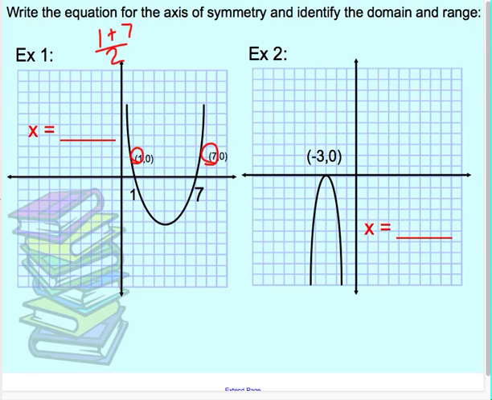So 1 plus 7 is 8. 8 divided by 2 is 4. So x equals 4 is the axis of symmetry. And that's a vertical line right through the center of the parabola.